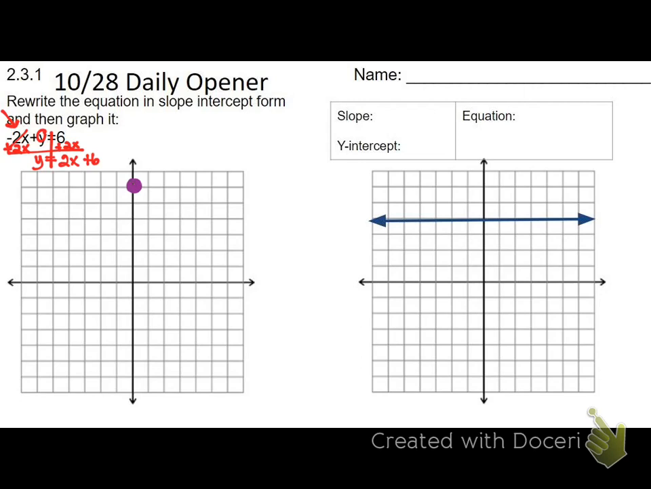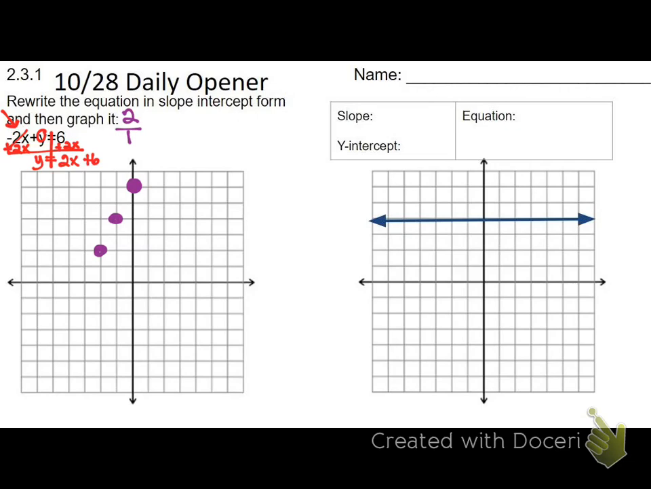Positive 2 over 1. Okay, what's the problem with it being positive 2 over 1? Oh, you can't go up. So what am I going to have to do with my slope that's positive 2 over 1? Go down 2 over 1. So I'm going to have to go down 2 and over 1 to the left. Good.